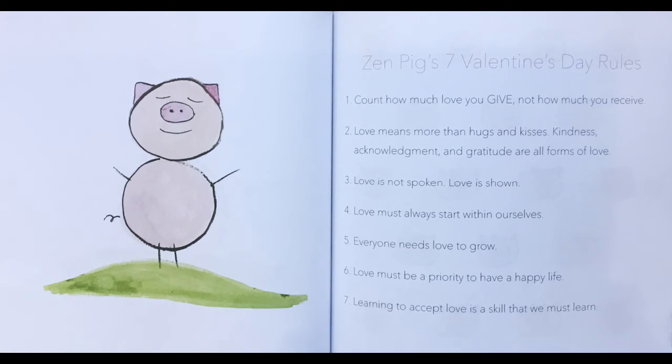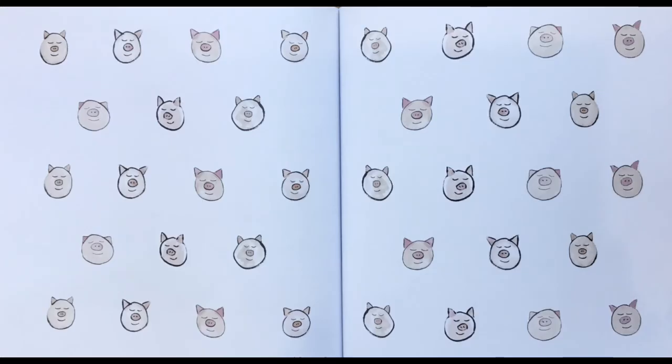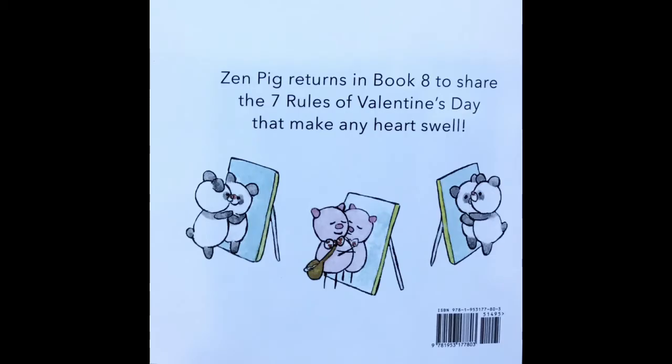3. Love is not spoken, love is shown. 4. Love must always start within ourselves. 5. Everyone needs love to grow. 6. Love must be a priority to have a happy life. 7. Learning to accept love is a skill that we must learn. The end.